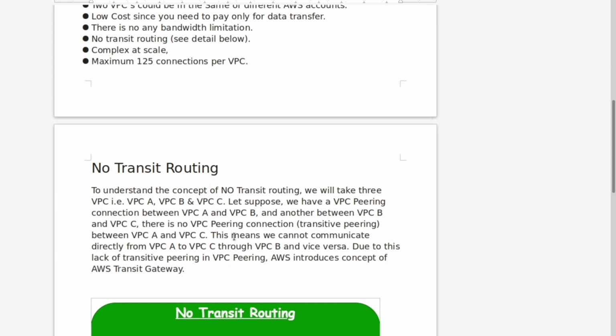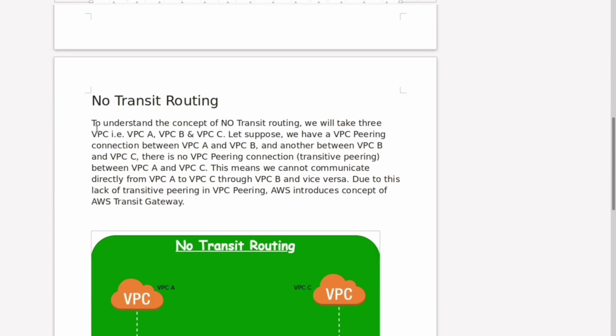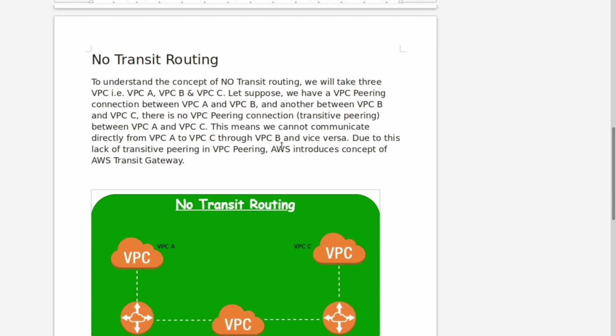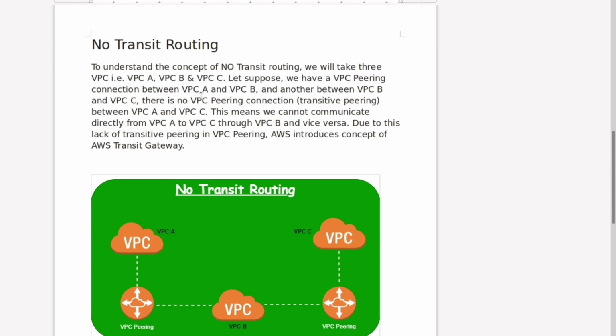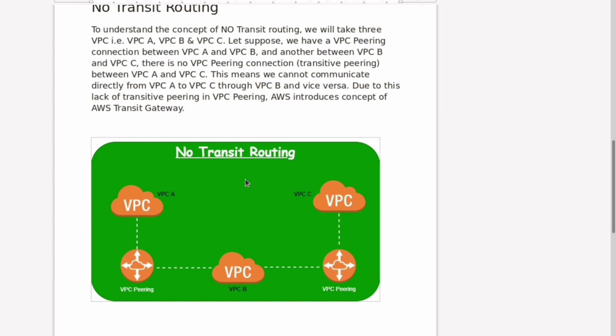How does it work? Let's get started. To understand the concept of no transit routing, we will take three VPCs: VPC A, VPC B and VPC C. Let's suppose we have a VPC peering connection between VPC A and VPC B, and another between VPC B and VPC C. There is no transitive peering between VPC A and VPC C. This means we cannot communicate directly from VPC A to VPC C through VPC B, and vice versa.